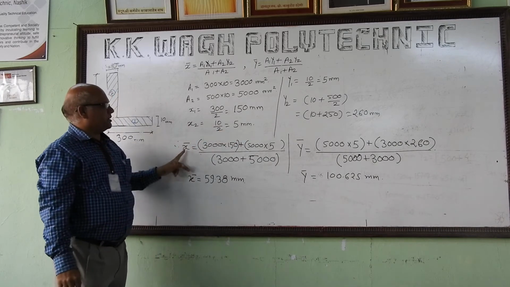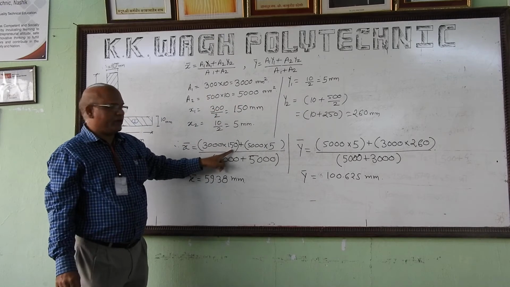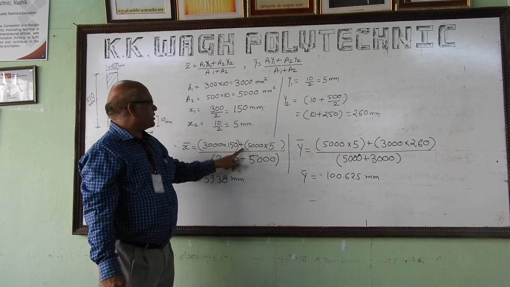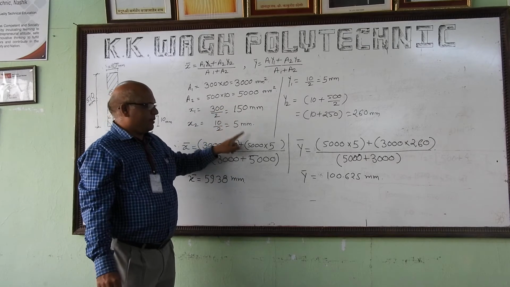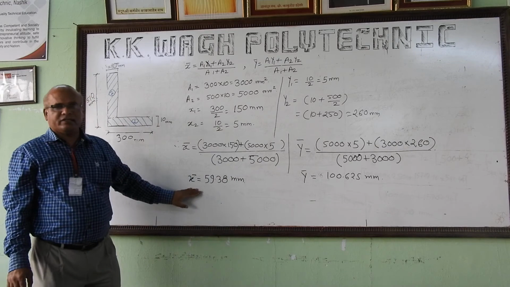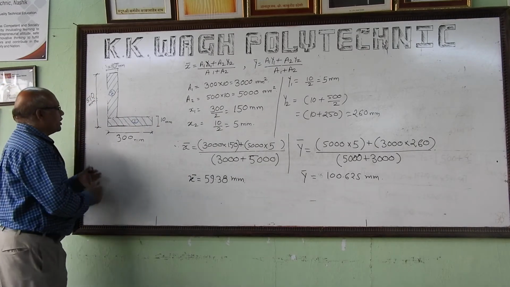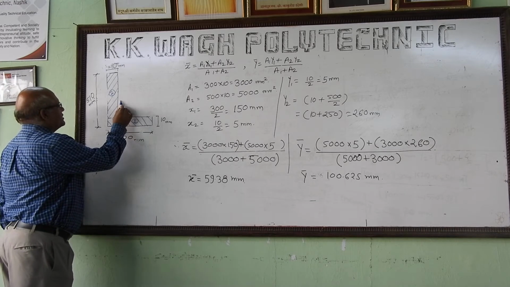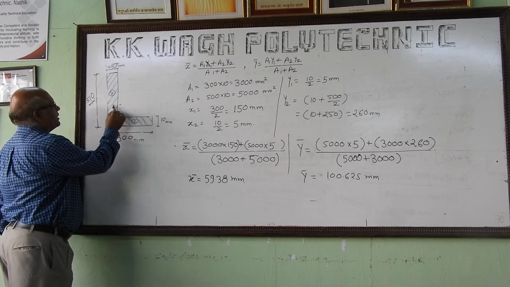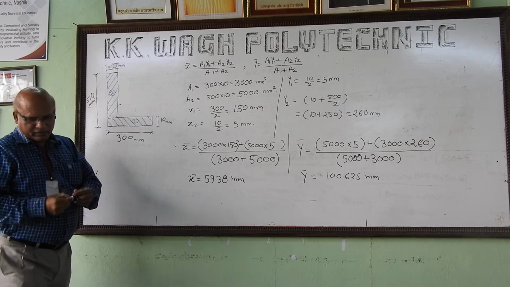Put it in the equation, x bar is equal to a1 into x1, so 3000 multiplied by 150 plus a2 into x2, that is 5000 multiplied by 5, divided by a1 plus a2. I get the answer x bar is equal to 59.38. It means from the left edge at a distance of 59, somewhere along this line my centroid will lie.